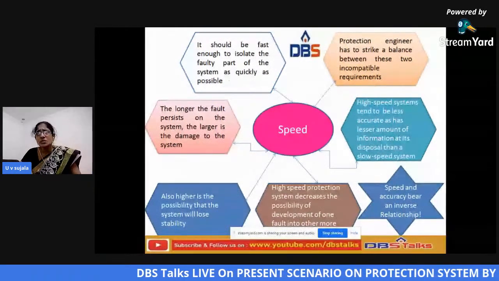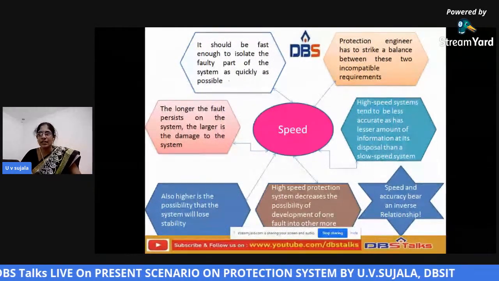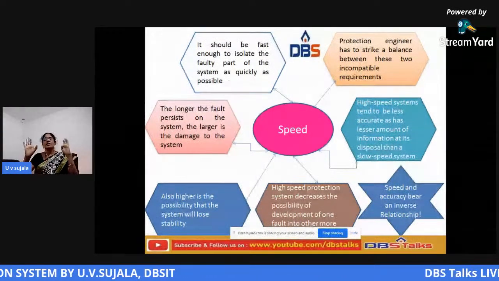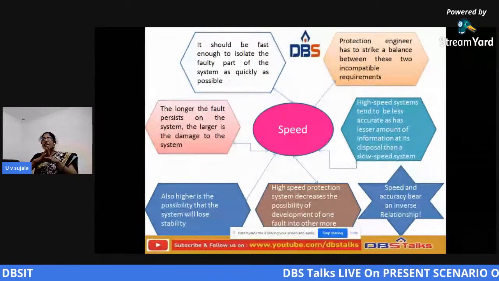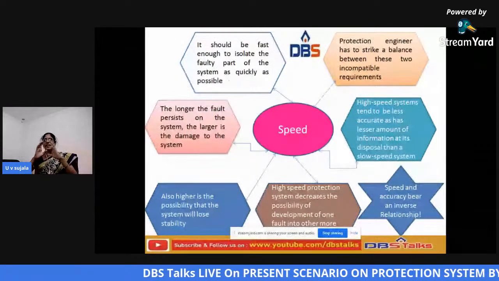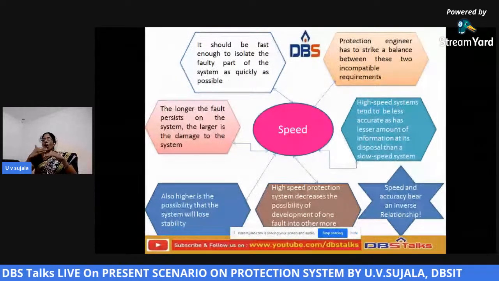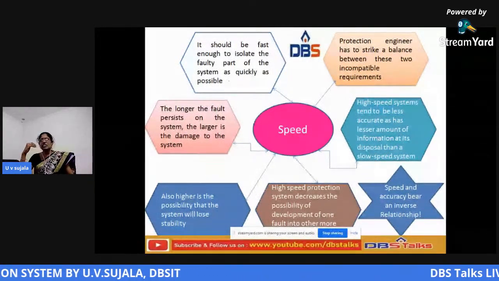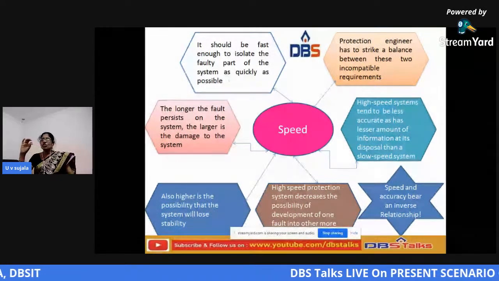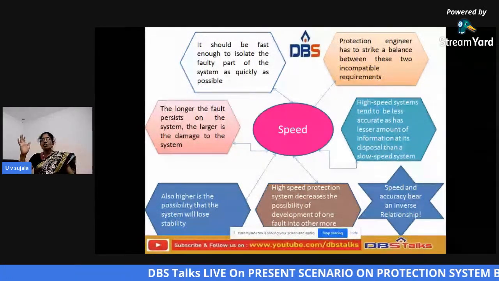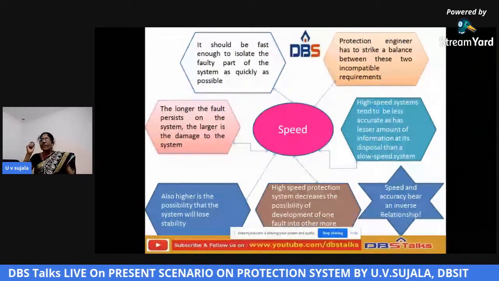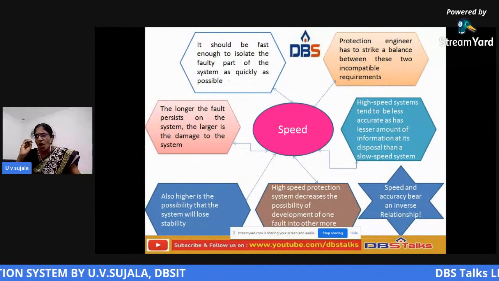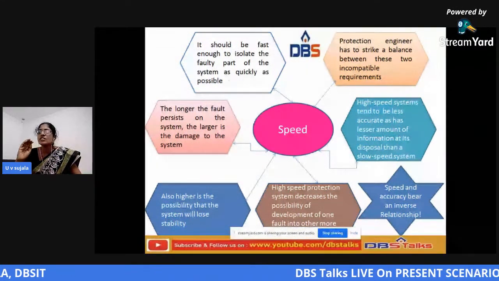Next, speed. If any fault occurs, you have to be fast enough to isolate that fault. Otherwise, the total part will be damaged. That means the speed of operation. Speed means devices must function quickly to reduce equipment damage and fault duration, with only very precise intentional time delays. That means it will operate very quickly to reduce equipment damage.